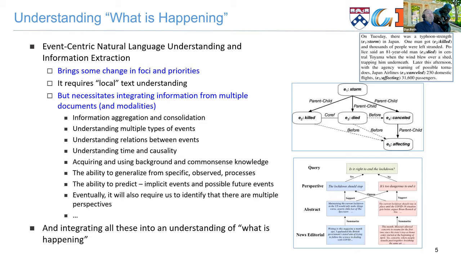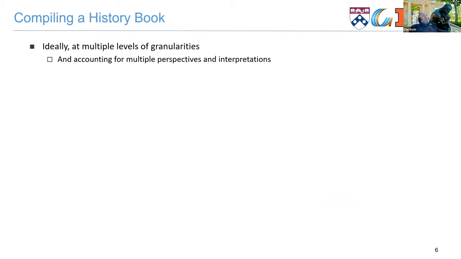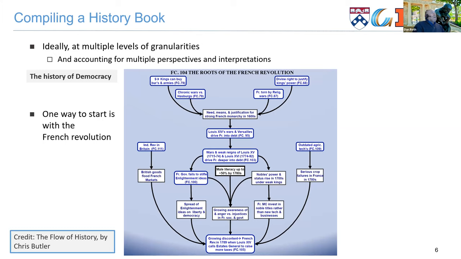Okay, so one example that I'd like to run through, that I think exemplifies a lot of the tasks you eventually want to study when we think about events, is the compilation of a history book. This is something that ideally we're going to do at multiple levels of granularity, accounting for multiple perspectives and interpretations. And given the times that we are at now, no better topic to think about than the history of democracy. And I'm going to provide a small window into this by thinking about the French Revolution.